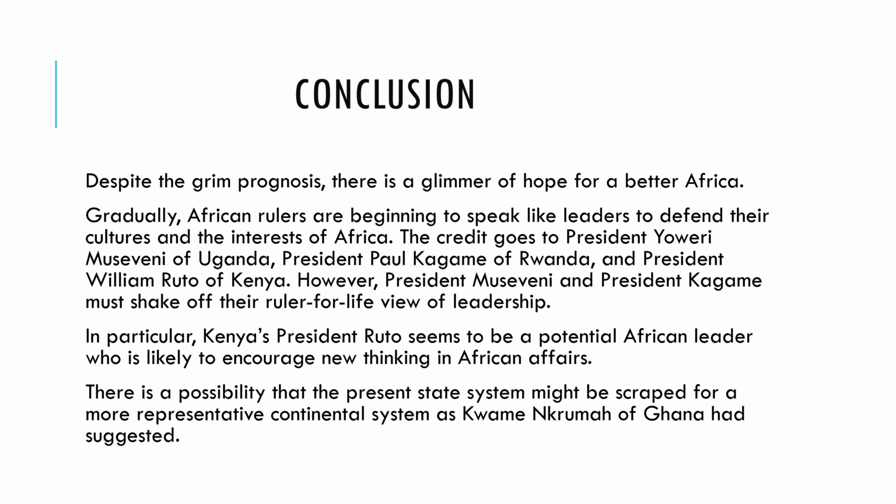However, President Museveni and President Kagame must shake off their ruler-for-life view of leadership. In particular, Kenya's President Ruto seems to be a potential African leader who is likely to encourage new thinking in African affairs. There is a possibility that the present state system might be scrapped for a more representative continental system, as Kwame Nkrumah of Ghana had suggested.